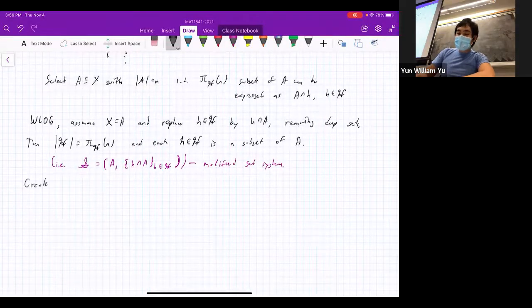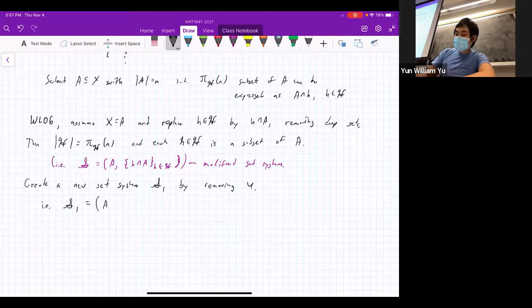And now we're going to create a couple more set systems. So we're going to create a new set system S1 by removing u from everything. That is to say, S1 has the set A minus u, and H1 is going to be equal to h minus u for h in H.